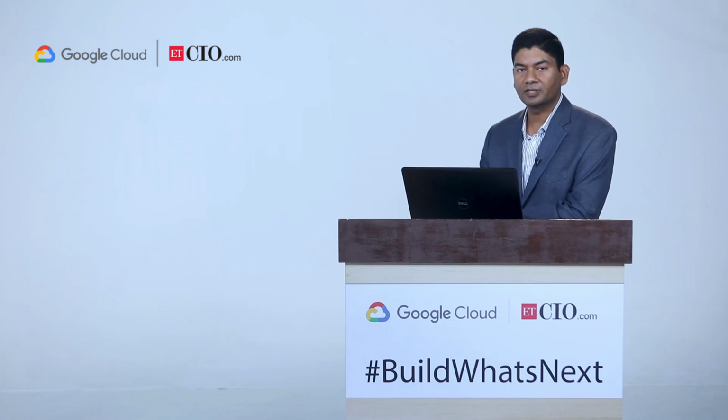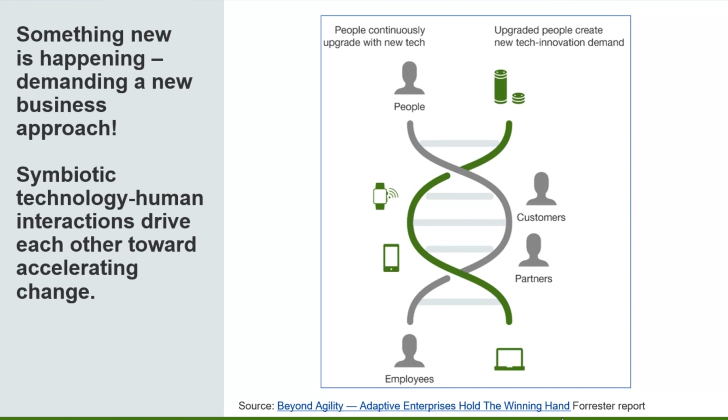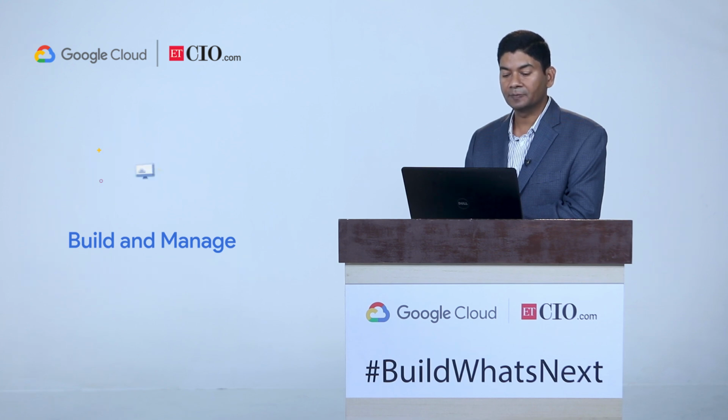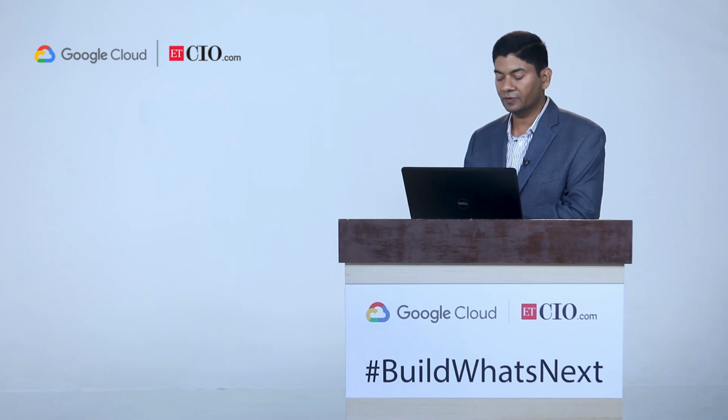So we see a kind of symbiotic relationship between technology and human interaction, which is driving each other towards accelerating change. Back in the day, you had just one single interface, which was either your desktop or laptop, and mostly employees were using it. But as these form factors started evolving and we had smartphones coming in and you started interacting with some of these constituents over these devices, we then entered the age of wearables, and now smart speakers are coming up. So there's a thread where people are continuously upgrading themselves with new tech, and these upgraded people create new tech innovation demand, and firms are trying to catch up with this demand and deal with all these different types of interaction needs that are coming in.